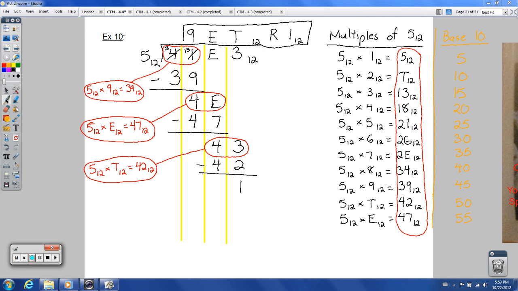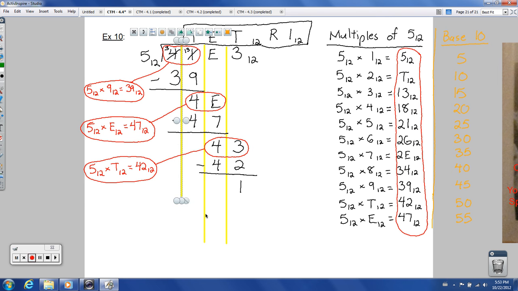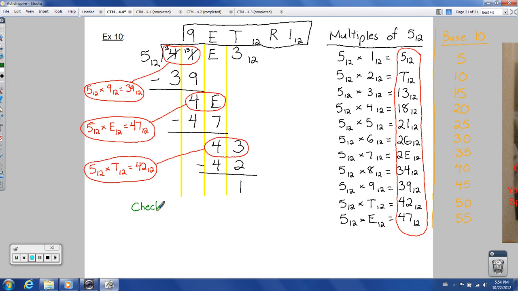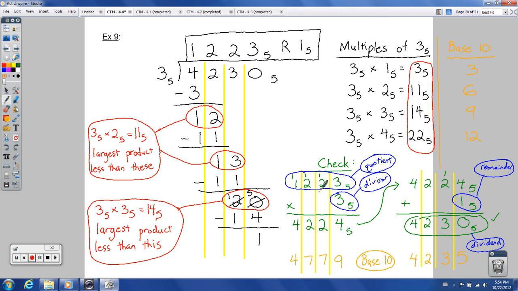I was thinking about just saying we won't check it, but I think it's just too valuable, too important not to check this one here. So let's check it down here. I'm going to leave myself a little space. This one will actually check pretty quickly, I think. Let's check it in some space down here. So for the check, I need to do the same sort of idea as I did here. I need to take my quotient times the divisor, and then after that add the remainder to see if it checks.